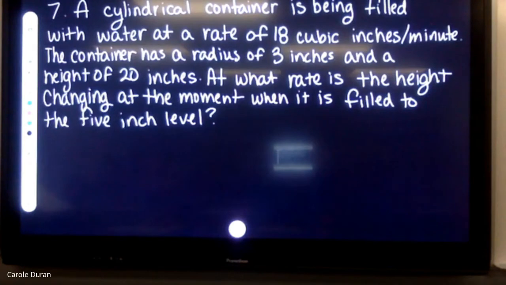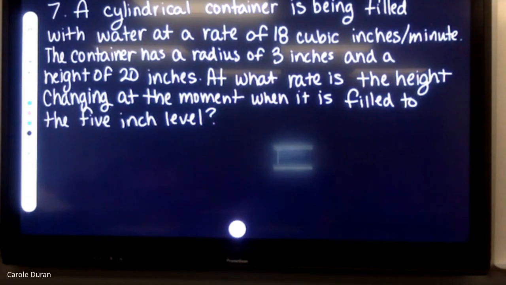Okay, are we all done writing? So this problem says, a cylindrical container is being filled with water at a rate of 18 cubic inches per minute. The container has a radius of 3 inches and a height of 20 inches. At what rate is the height changing at the moment when it is filled to the 5-inch level? So as I'm looking at this, what's probably the first thing I'm going to do?